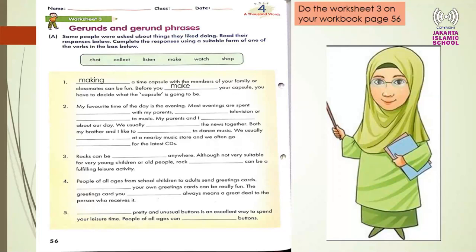Number 2: my favorite time of the day is the evening. Most evenings are spent blank with my parents. Blank television or blank to music.